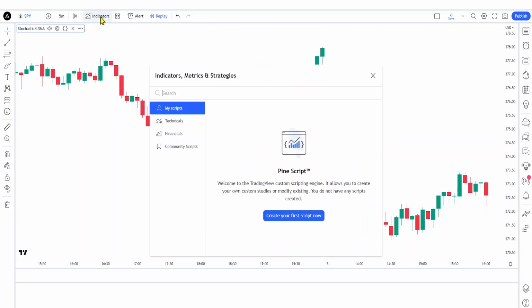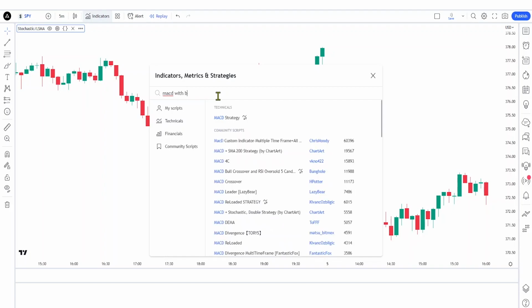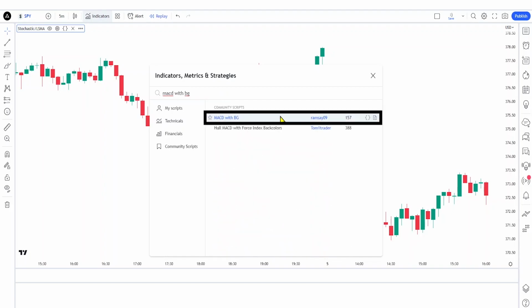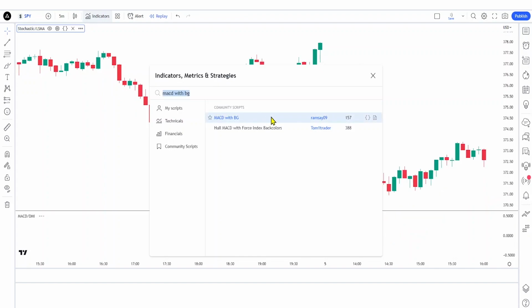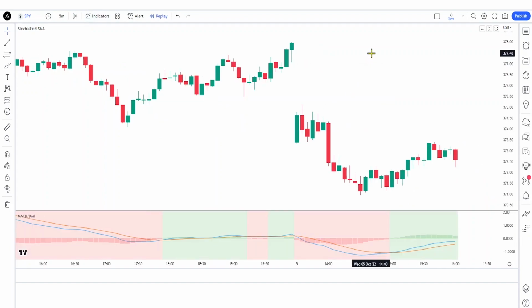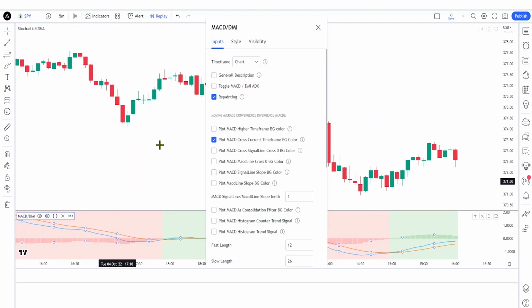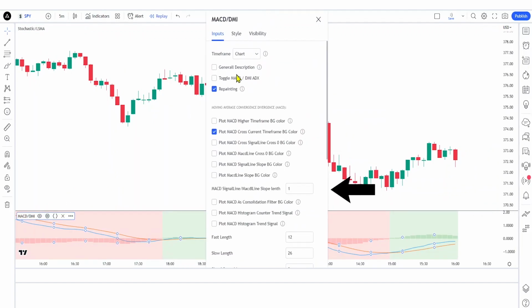Now we need to apply one more indicator to our chart. Our second indicator we will be using is called MACD with BG. We will be using this very first one by Ramsey09. Once again, left-click it once to apply it to your chart. Again, we need to change a few settings. In inputs, change the MACD signal option from 1 to 2.